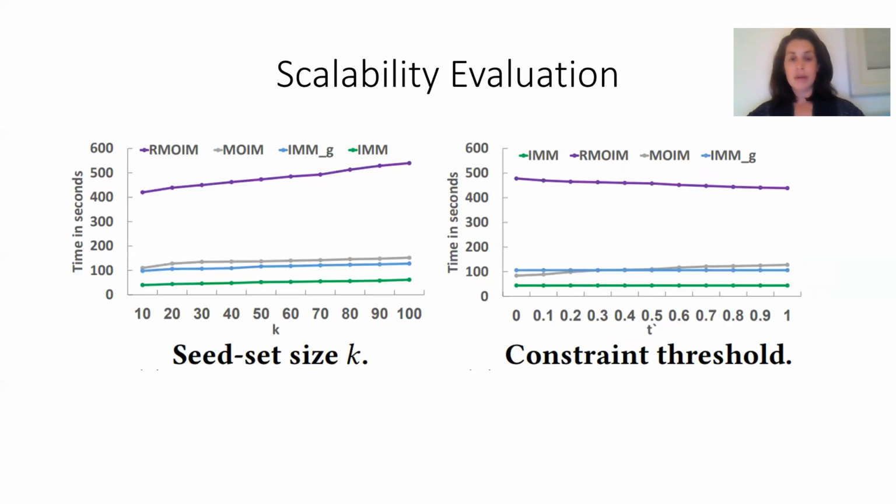Regarding the scalability evaluation, as can be seen, our MOIM algorithm is on par with state-of-the-art IM algorithms. In this case, we examine the IMM algorithm, which is a state-of-the-art algorithm for the influence maximization problem. And as can be seen, our RMOIM algorithm takes significantly longer because, as mentioned, its time complexity is polynomial compared with state-of-the-art IM algorithms, whose time complexity is linear.